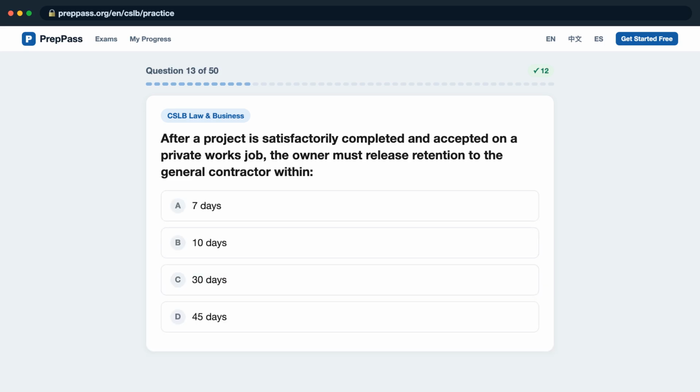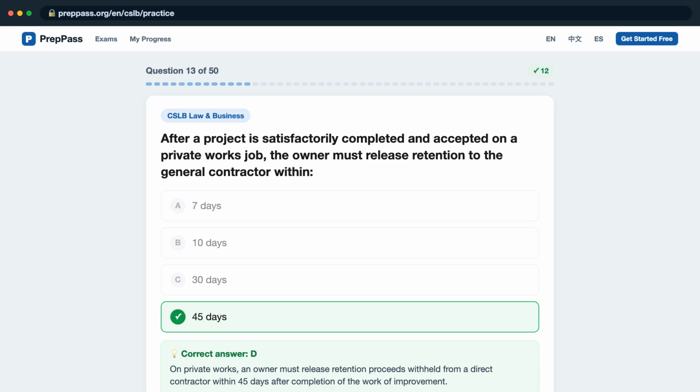Question 13. After a project is satisfactorily completed and accepted on a private works job, the owner must release retention to the general contractor within, is it A, 7 days? B, 10 days? C, 30 days? D, 45 days? The correct answer is D.